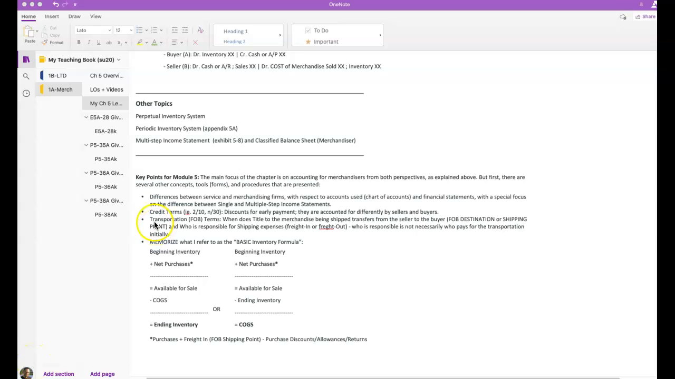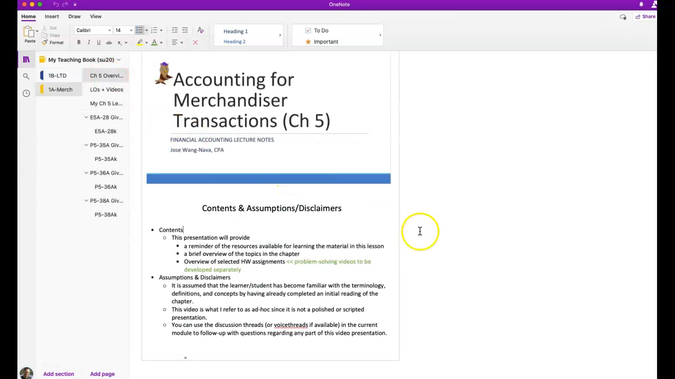Were I not to develop chapter overviews, to perhaps concentrate more of my time in developing problem-solving demos, you can refer back to this Chapter 5 overview, since the setup of the remaining modules and lecture notes is essentially the same for all chapters. If you have any questions, please post them in the current week's discussion threads and/or voice threads.